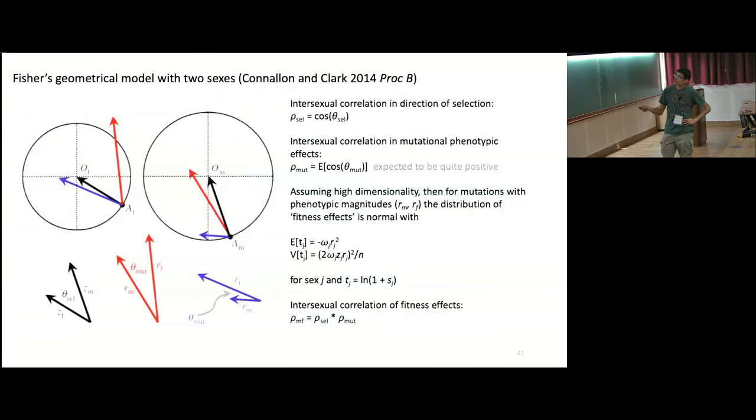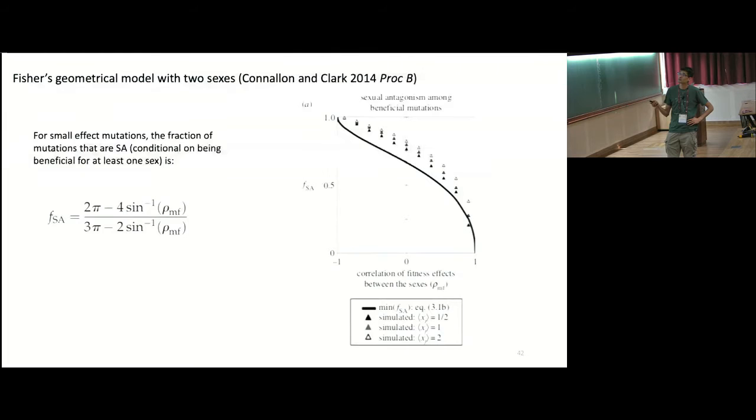Well, I'm not going to talk too much about this model. These guys did a full analysis of it, but you can work through a model like this and figure out what fraction of mutations are going to be sexually antagonistic for fitness. I'll leave you to look at this yourself if you're interested. I just wanted to use this model to think qualitatively about this issue.